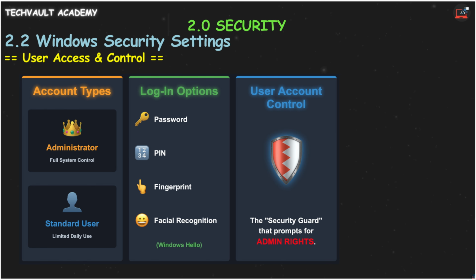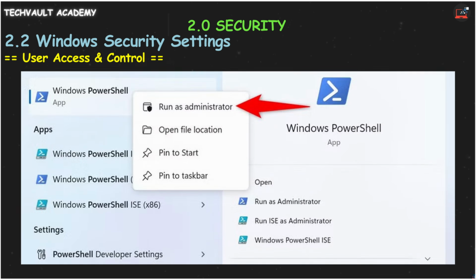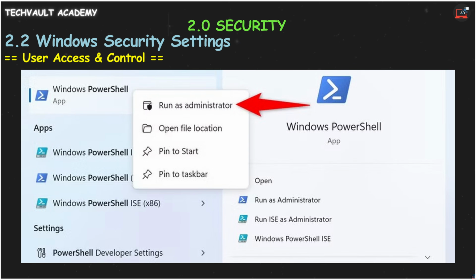When you do need to perform an admin task from a standard account, you'll encounter the User Account Control, or UAC. Think of UAC as a security guard that stops you and asks for admin credentials before allowing a system-wide change. To trigger this intentionally, you right-click an app and choose Run as Administrator.